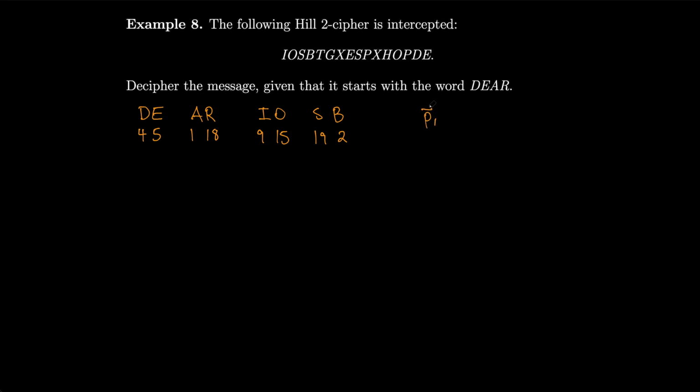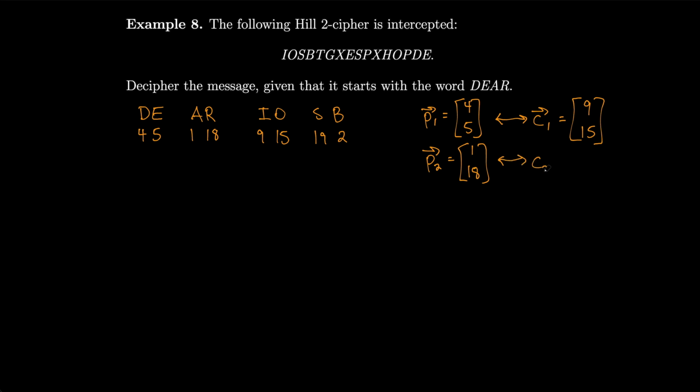So for P1, we have 4, 5. We need that to correspond to the C1 given by 9, 15. We also need P2 given by 1, 18 to correspond to C2 given by 19, 2.